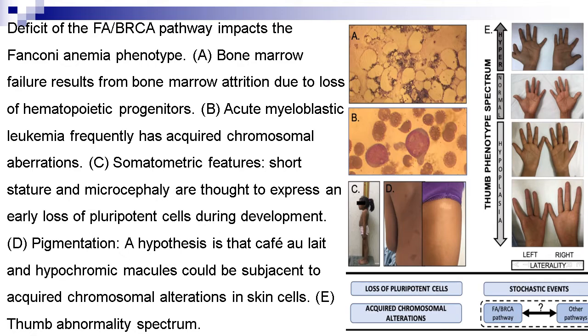And in the last figure, E, you see the spectrum of thumb abnormalities, or skeletal abnormalities manifesting in the thumb. In this hypoplastic condition, there are absent thumbs of both hands. In the upper one, there is a hyperplastic or additional thumb in one of the hands.